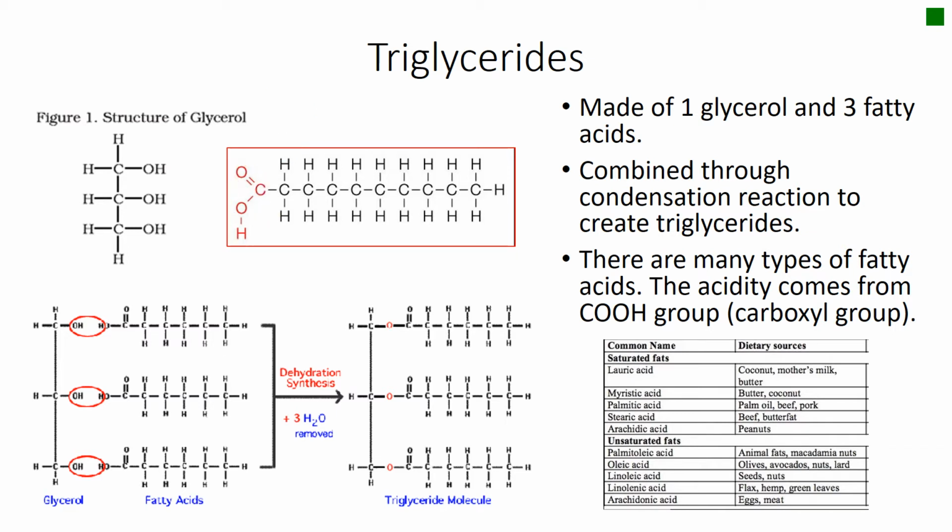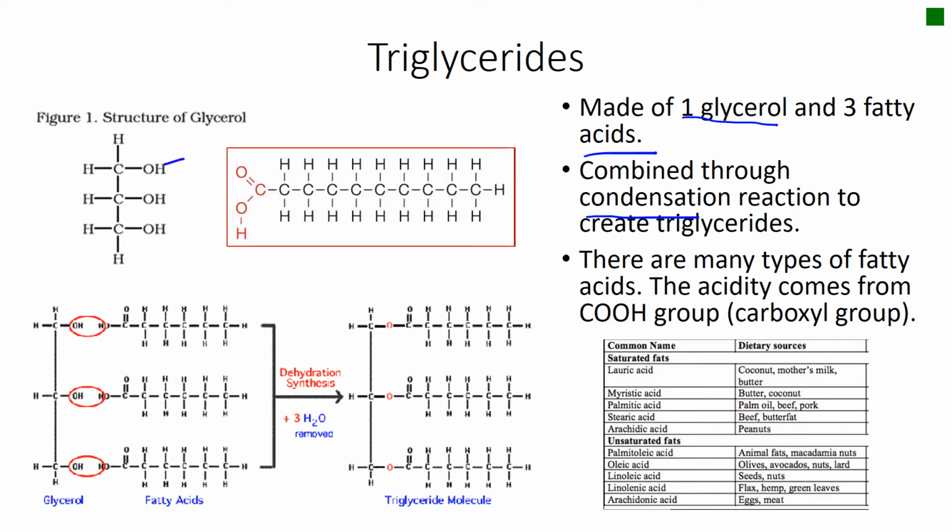Okay, that's what you have to remember about fatty acid. All right, so again, triglyceride is made of 1 glycerol and 3 fatty acids. And they combine, of course, as you have learned in the previous videos, the combination of the building blocks or monomers to become polymer always involves the condensation reaction, which means that one water molecule will be produced for every bond that is created.